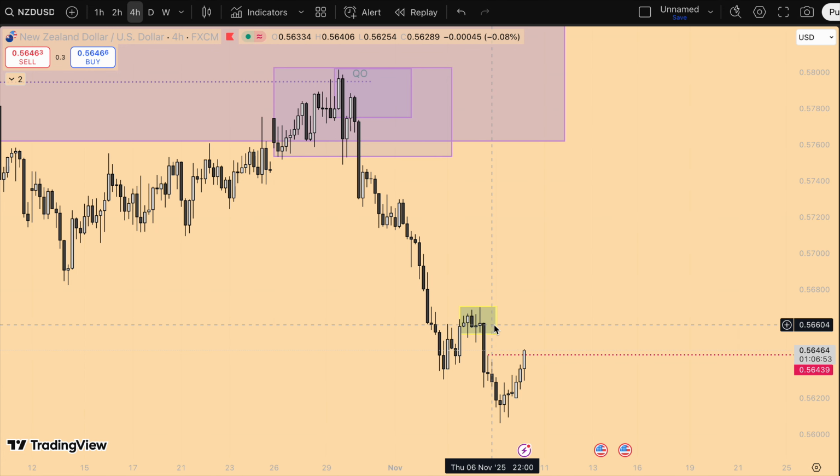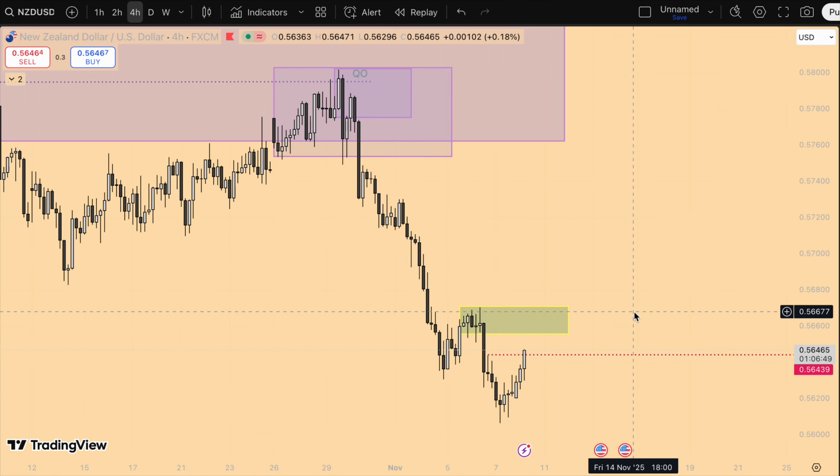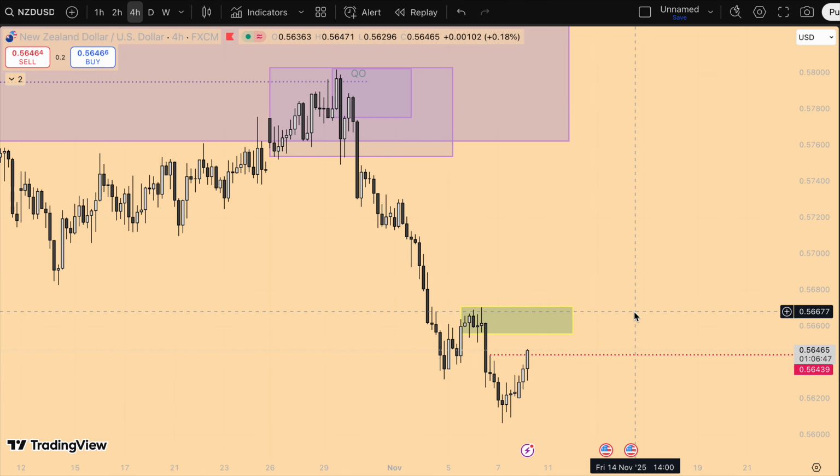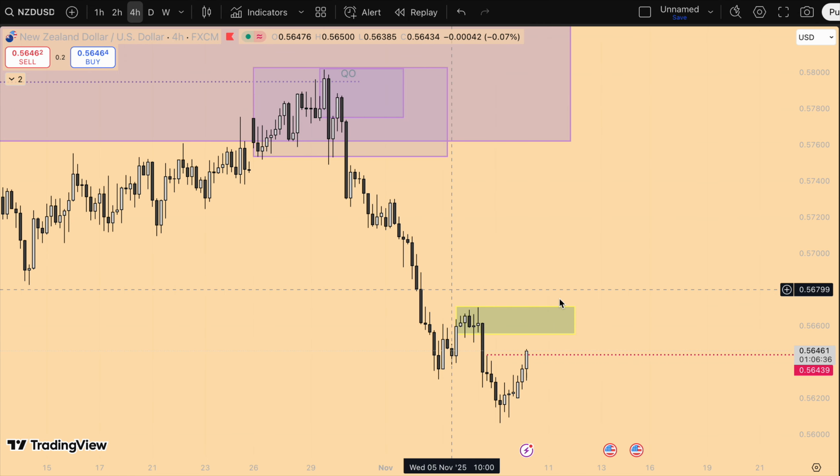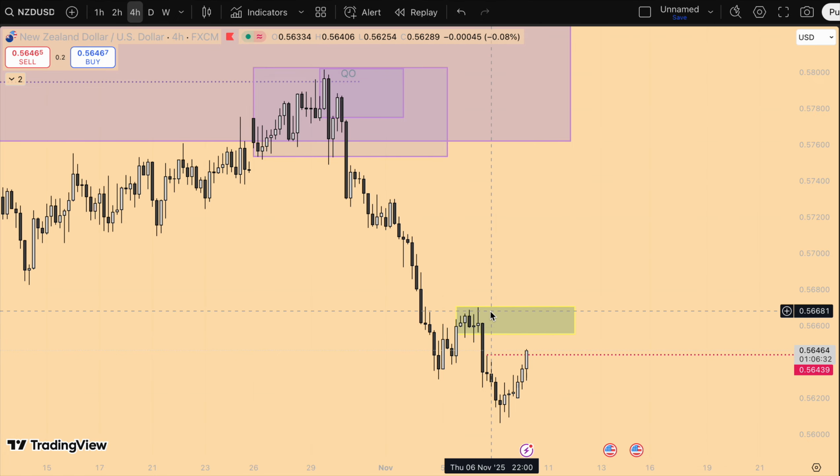But also I can see that sentiment is shifting to risk on pairs. Risk on pairs are getting stronger, like the Aussie dollar, the Kiwi dollar, Canadian dollar. These currencies are getting stronger, so you also want to be careful with selling them at the current market conditions.